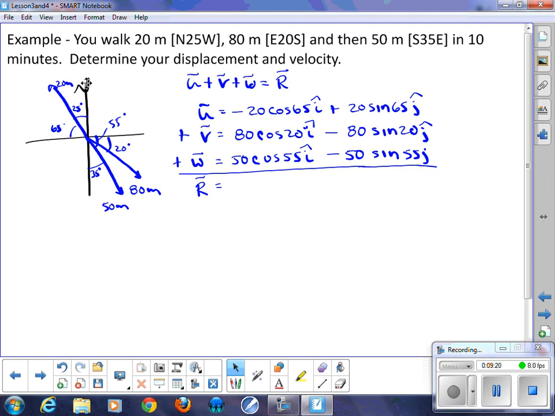Now we just need to add the columns, and again I'm going to emphasize with the highlighter here, just because it's cool and I have a highlighter. But I'm just going to add those boxes together. I'm adding my i component, adding my j component.